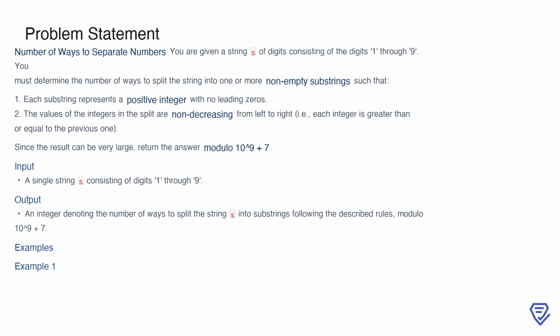The problem asks us to determine how many ways we can split a given string of digits, s, into one or more non-empty substrings. Each of these substrings must represent a positive integer without leading zeros. Additionally, the integers formed from these substrings must appear in a non-decreasing order, meaning each integer should be greater than or equal to the one before it. Because the number of ways to split the string can become very large, the result must be returned modulo 10 to the power of 9 plus 7.